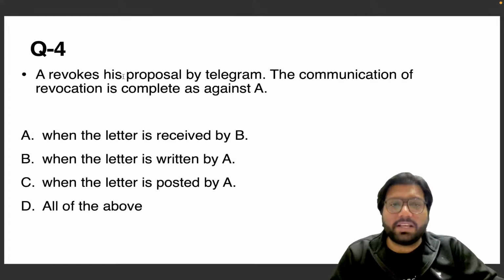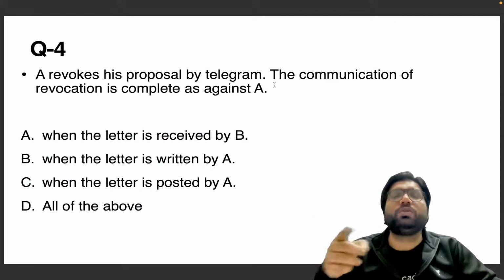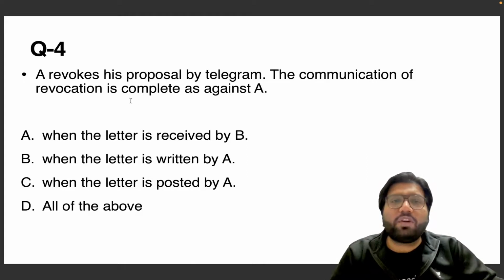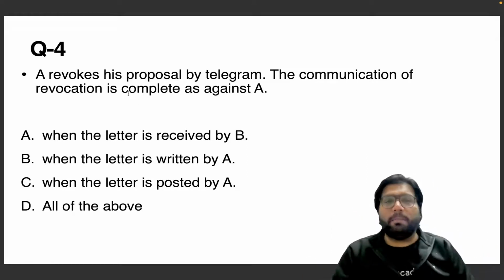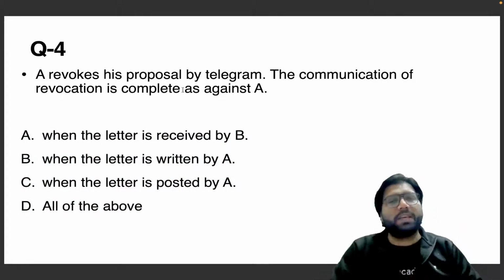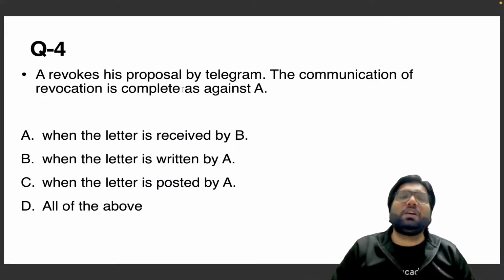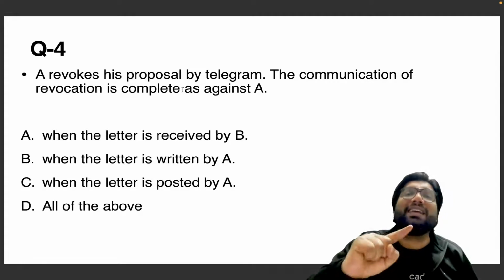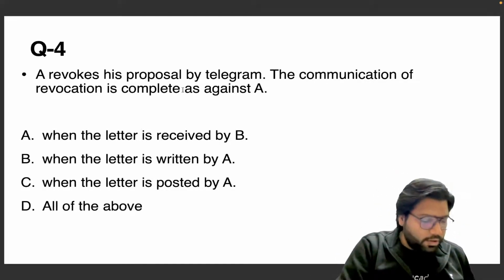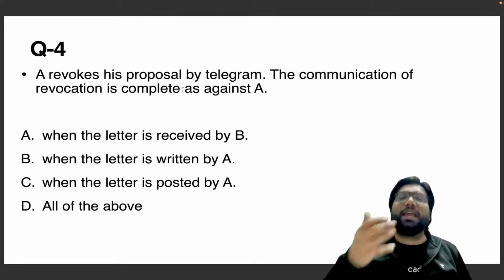A revokes his proposal by telegram. Okay, so A is the one who is revoking. A is the one who is doing the revocation. So the communication of revocation is complete against A. Meaning both sides you are asking about, A is the one who is making the revocation, and A is the one against whom we are finding out when the communication is complete. So both sides it is A. So against the person who is making it.